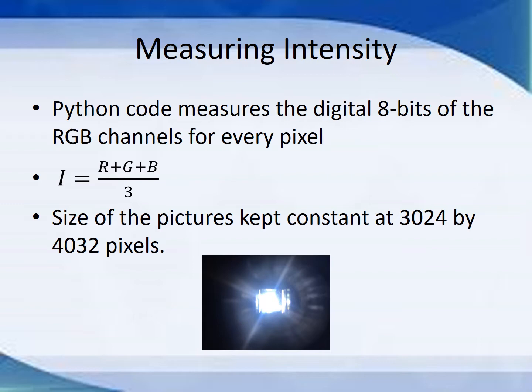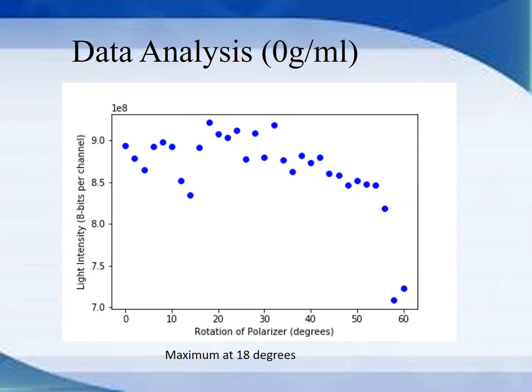And so as you can see, the I represents the intensity, and it basically just adds the red channel, the green channel, the blue channel, and divides it by the number of channels, which is 3. And we kept the size of the pictures constant at 3024 by 4032 pixels by keeping the iPhone camera all the way zoomed out. At the bottom, you can see an example. Here's one of our pictures that we took. And basically, the Python code will just go through each pixel of that and just calculate the intensity.